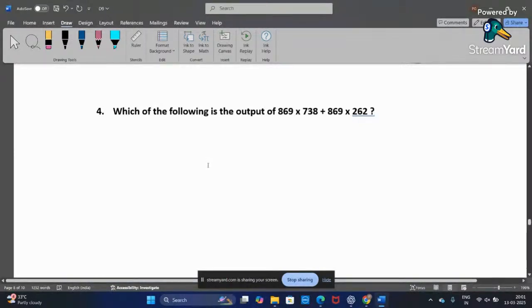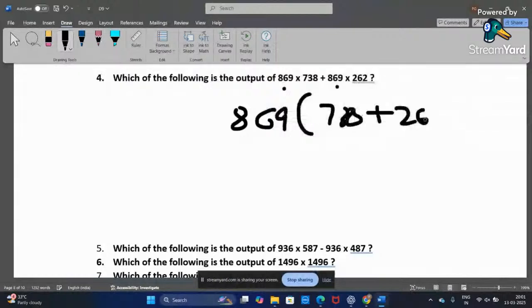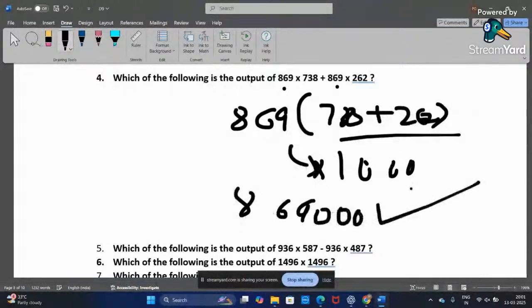So, solve this. See, here this and this are common, right? Just take it out. 738 plus 262. So, how much is it? It is 1000, right? Multiply with this, so we'll get 869000. Correct.